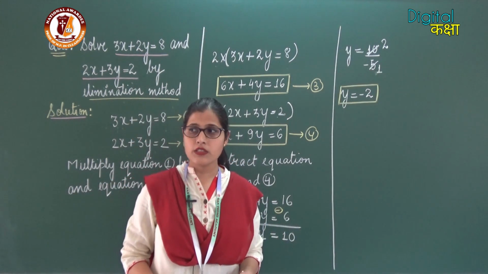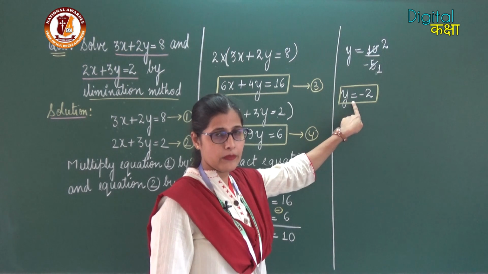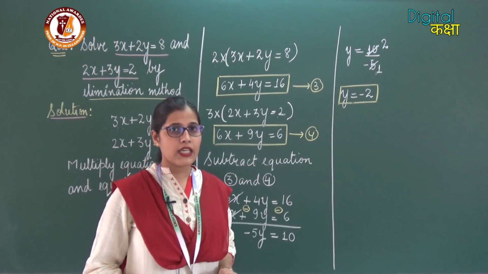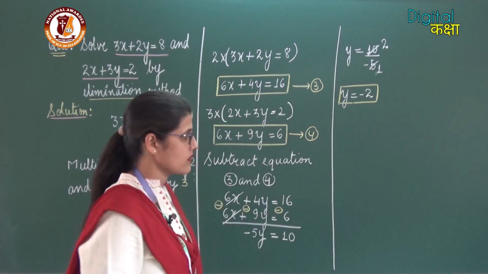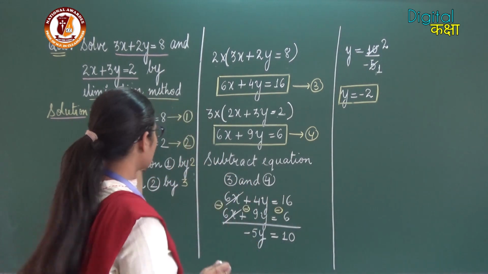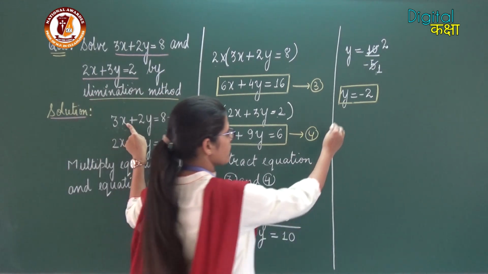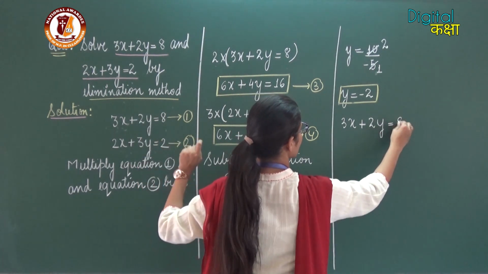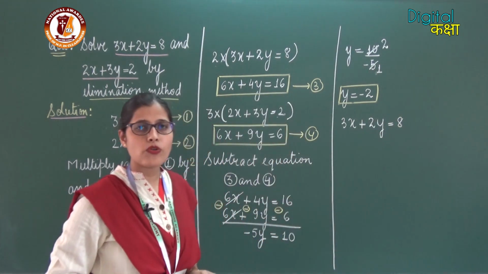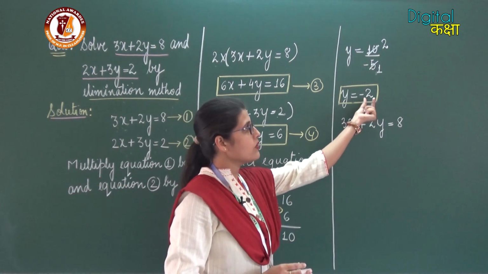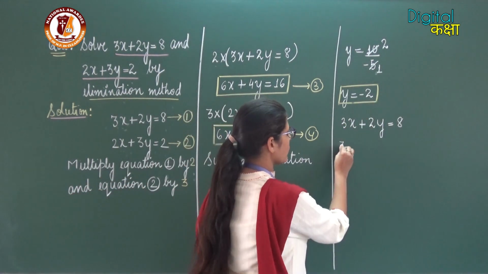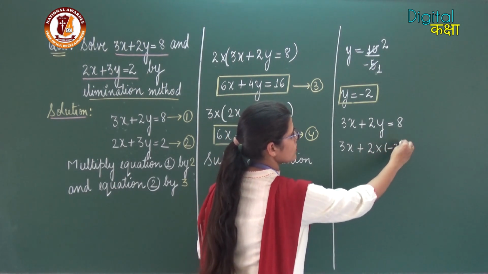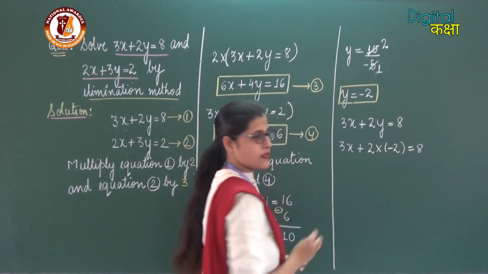Now since we got the value of one of the variables, we will be substituting this value of variable y in any of the given equations. Let us substitute it in equation number 1. So we will rewrite the equation 3x plus 2y equals 8. In place of y, I will be writing the value minus 2. Therefore, 3x plus 2 into minus 2 will be equals to 8.